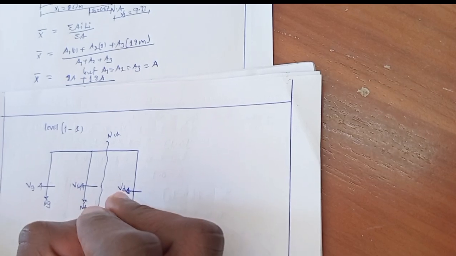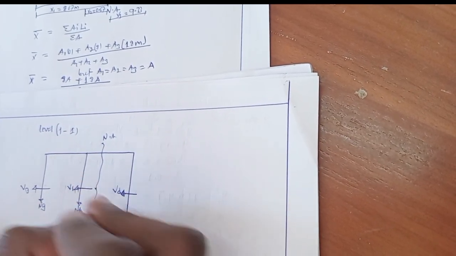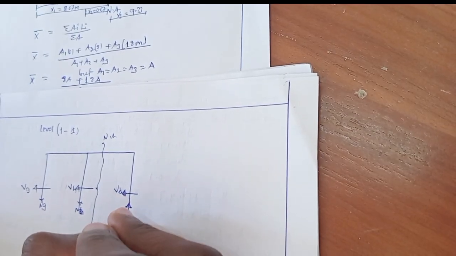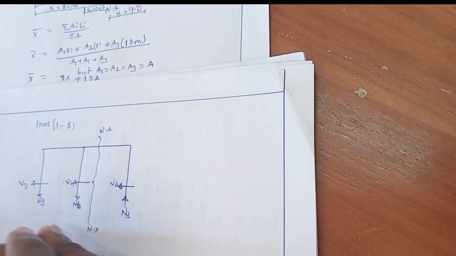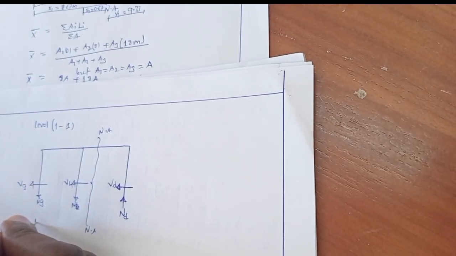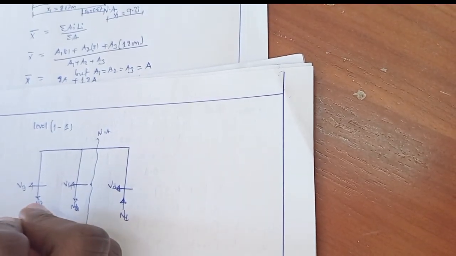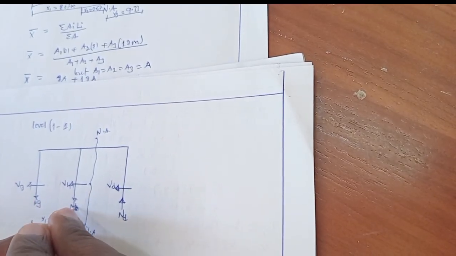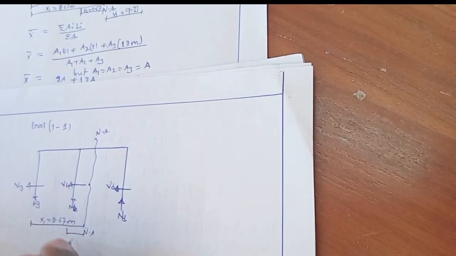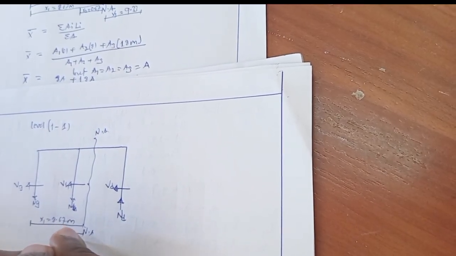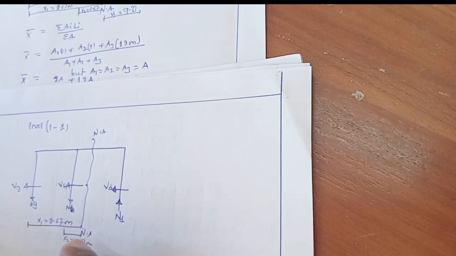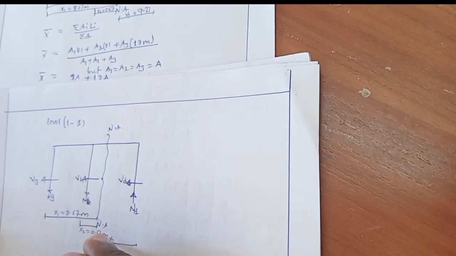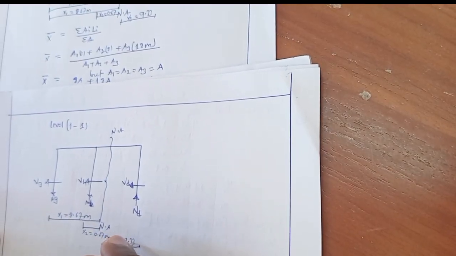Normal force is always directed towards the centroid. So the normal force at this point will be in this direction. This is the normal force at points G, H and D. The distance from NG to the centroid is x1, which is equal to 8.67 meter. The distance from NH to the centroid is x2, which is equal to 0.67 meter. And the distance from the centroid to ND is x3, which is equal to 9.33 meter.